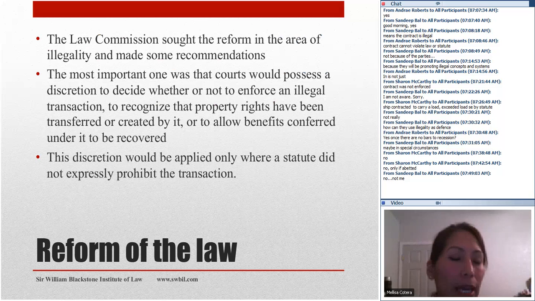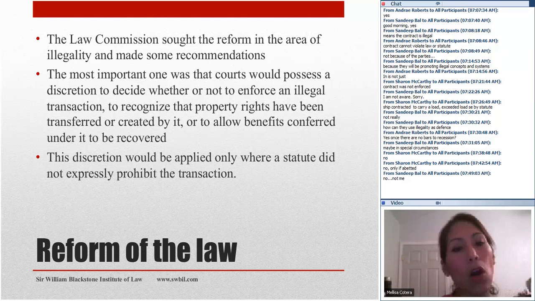Okay, this last slide is about the reform of the law. The Law Commission sought reform in the area of illegality and made some recommendations. The most important one was that courts would possess a discretion to decide whether or not to enforce an illegal transaction, to recognize that property rights have been transferred or created by it, or to allow benefits conferred under it to be recovered. This discretion would be applied only where a statute didn't expressly prohibit the transaction. Okay, so that's everything for this lecture on illegality and public policy.